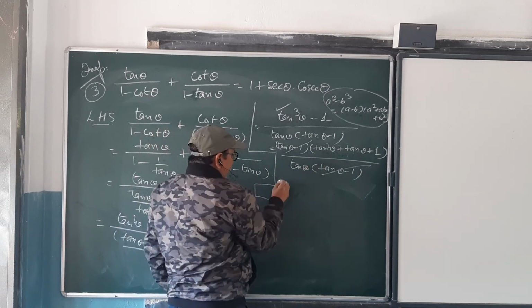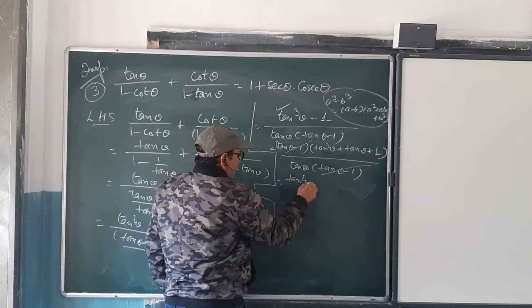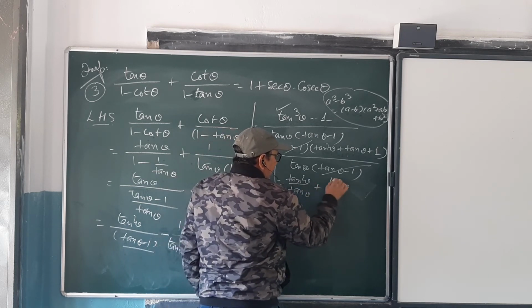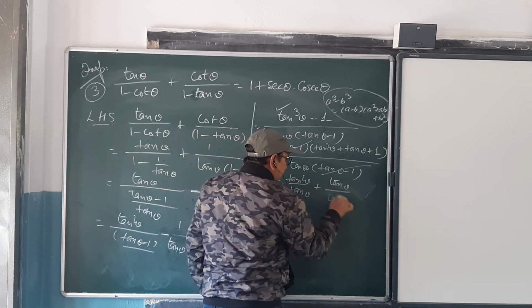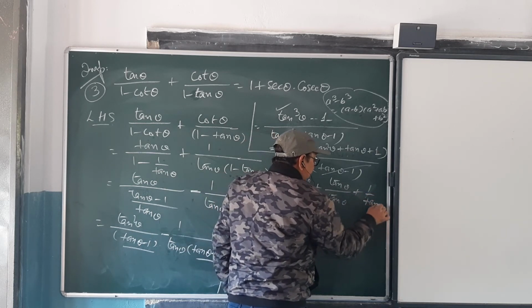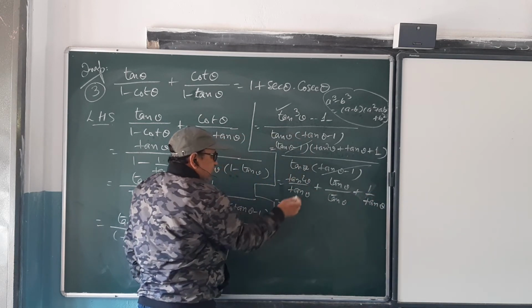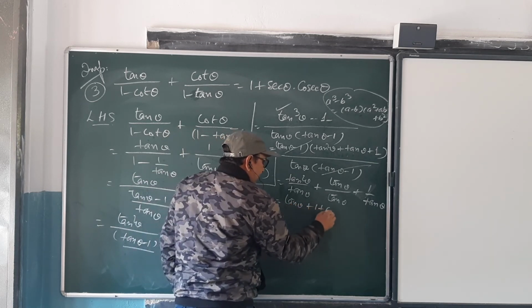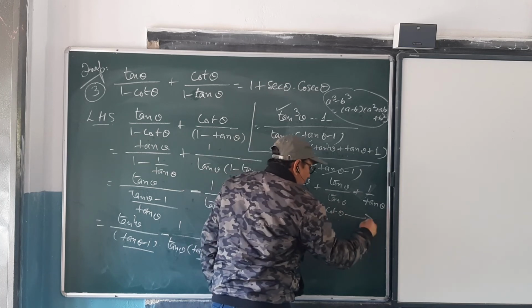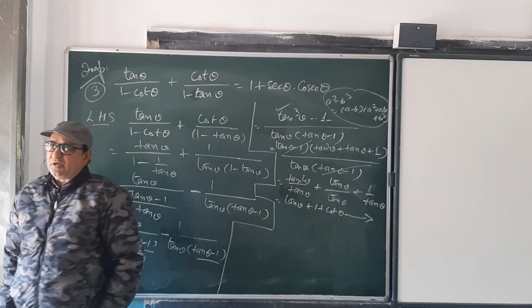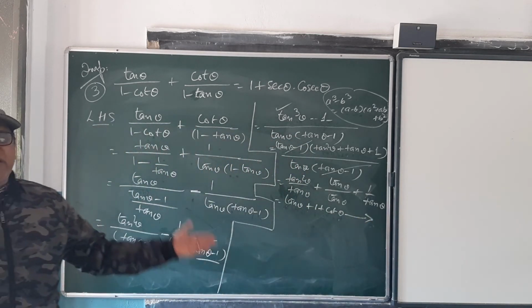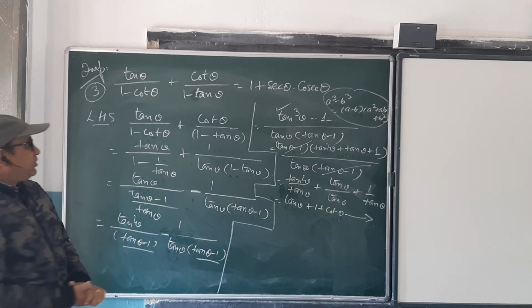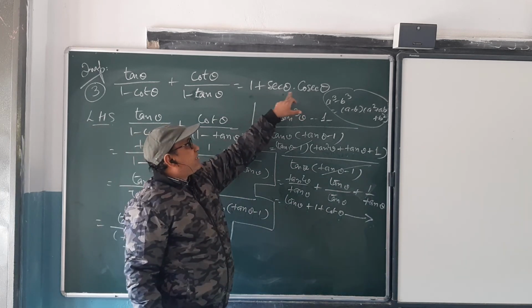Then divide separately: tan square theta upon tan theta, plus tan theta upon tan theta, and 1 upon tan theta. So it becomes tan theta plus 1 plus cot theta. It is one of the questions that may be asked in the examination. This is one of the RHS forms; they can also ask, prove that tan plus cot plus 1. But now you have to prove 1 plus sec into cosec.